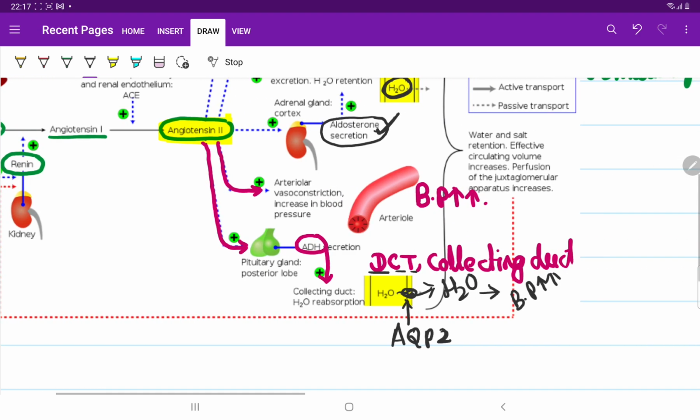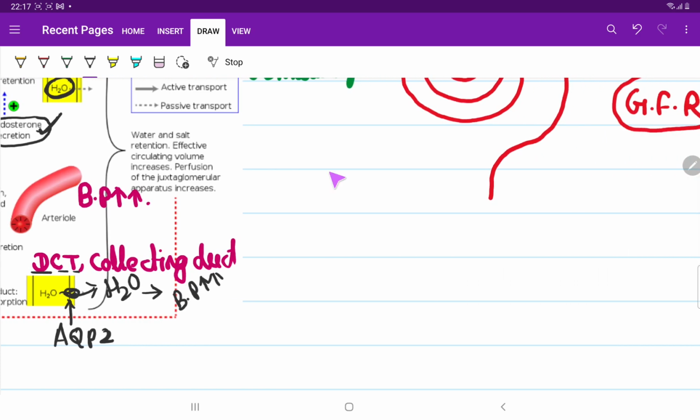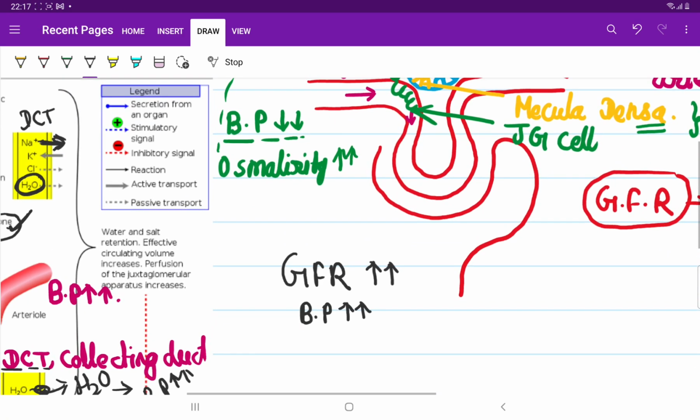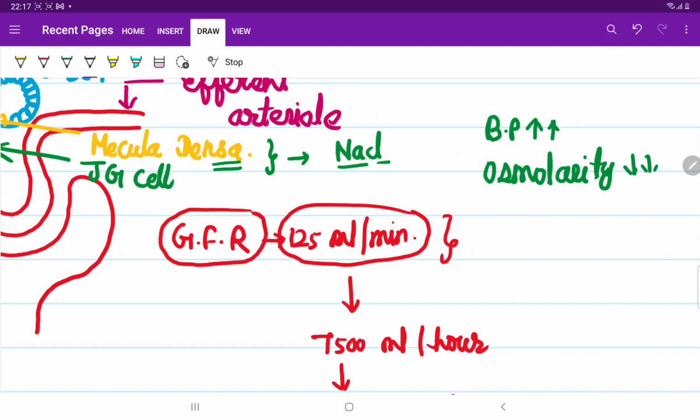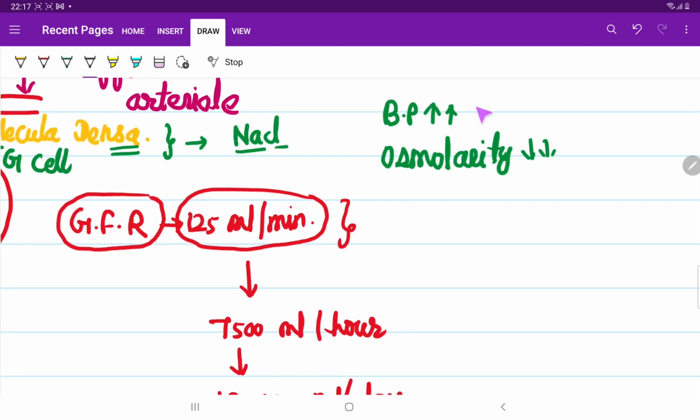And when blood pressure increases, glomerular filtration rate also increases. When BP increases, glomerular filtration rate also increases. Fine. So the glomerular filtration rate which had declined has now come back to normal. Okay. Blood pressure increases and more water is added into blood, so osmolarity also declines to normal.